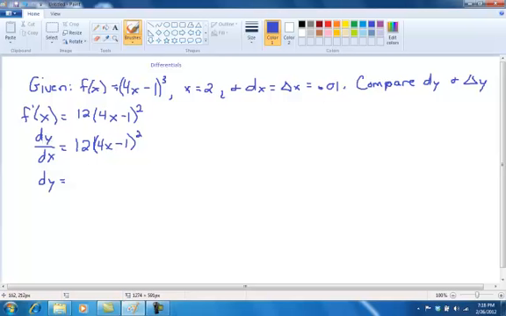Now, what a differential is, is that we're actually going to solve for dy. So we got to get dy by itself. So I'm going to multiply both sides by dx. I get 12 times (4x minus 1) squared, and then the whole thing times dx. Guess what? That's a differential. That's all you'd have to do.